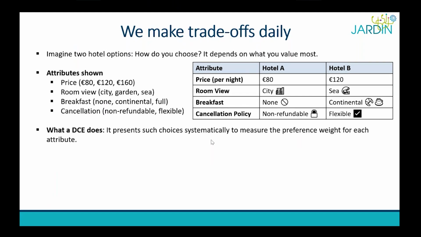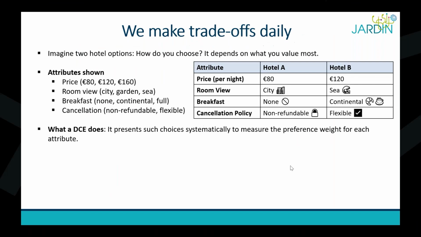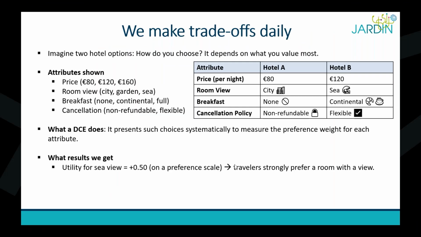What a discrete choice experiment does is it presents these types of choices systematically in order to measure the preferences that people attach to the different factors. Some people might attach more weight to the price, some others might attach more to the breakfast availability. So we use a discrete choice experiment in order to measure the preferences or the relative importance that people attach to the different characteristics.